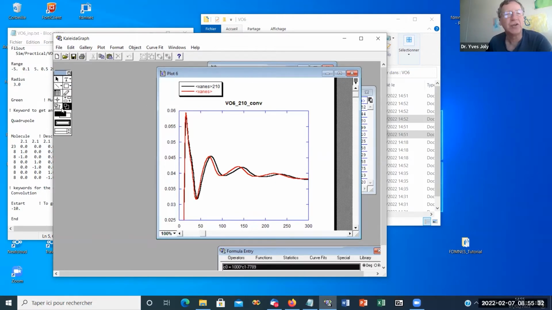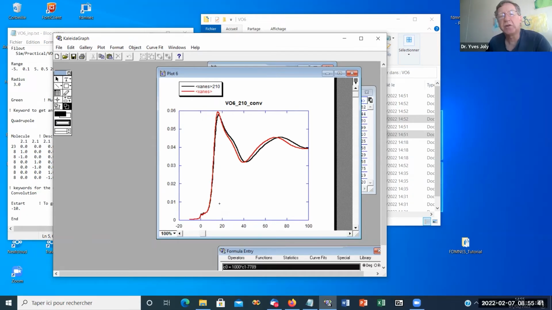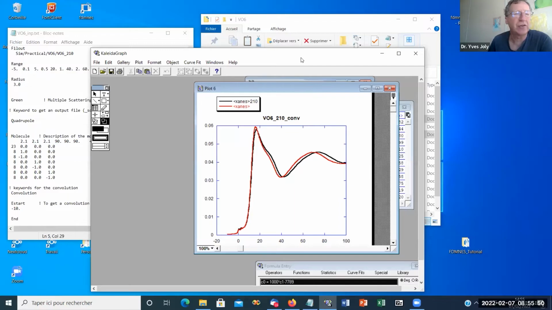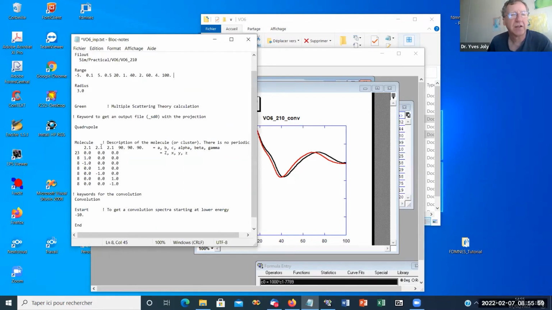Okay, so it was just to make this connection with XAS, but now we are, in fact, in XANES, more interested typically by the first 150 eV. Okay, now I go to see different things. Maybe I suppress all this energy range. I go back to 2.16 like before.